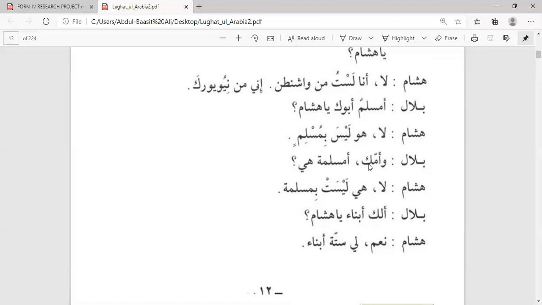Bilal: Wa ummuka, and your mother, a muslimatun hiya, is she a Muslim? Hisham replies, La, hiya laisat bi muslimatin. No, she is not a Muslim. So Hisham might be somebody who would have reverted, possibly. So here, the la here, laisat. We see the word laisa above here. Again, it negates what comes after. This is third person masculine singular. This is third person feminine singular. La hiya laysat bi muslimatin. No, she is not a Muslim.